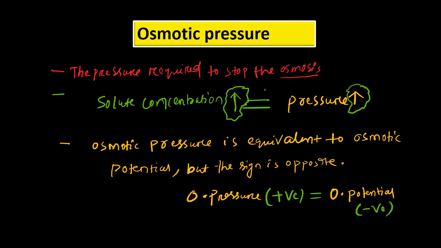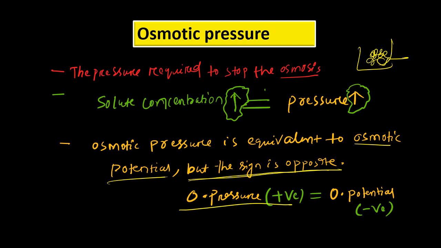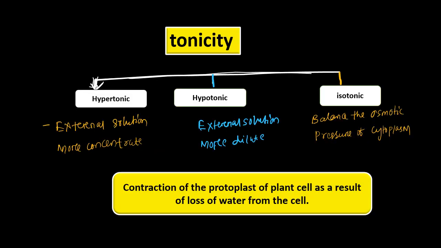And this solute concentration, if we increase the solute concentration, the pressure also increases. We discussed that if we increase solute concentration, the free movement of water will not happen, so water potential also decreases. Osmotic pressure is equivalent to osmotic potential, but the sign is opposite. Osmotic pressure is positive, while osmotic potential is negative. Remember these things. So next is tonicity.